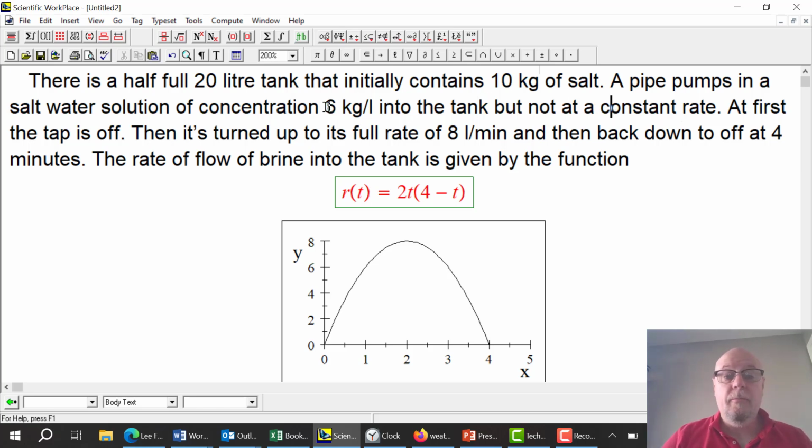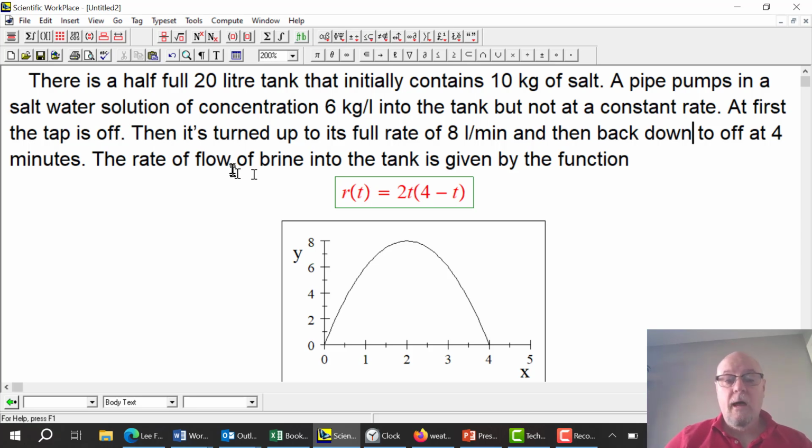I normally would multiply kilograms per liter times liters per minute if it was a constant, but it's not a constant, so instead of multiplying, I'm going to integrate. So let's look at this function. It's not a constant rate, so what is it? At first the tap is off, it's 0, it's turned up to its full rate of 8, and then back down to 0 at 4 minutes. So it's 0, 8, 0.